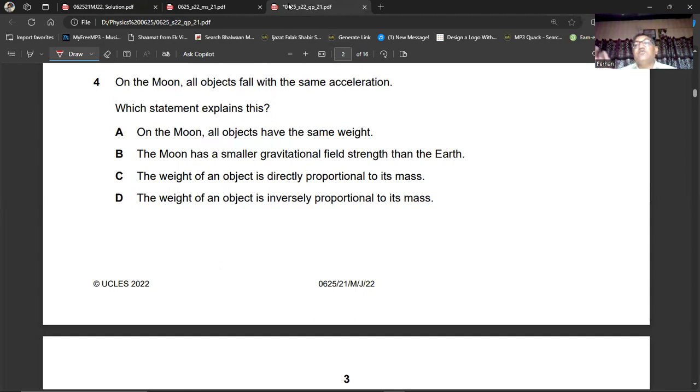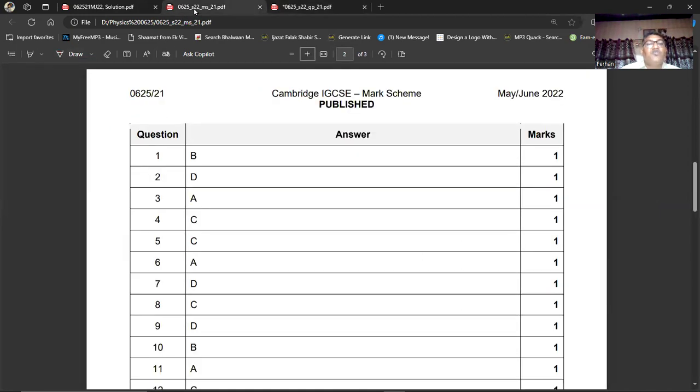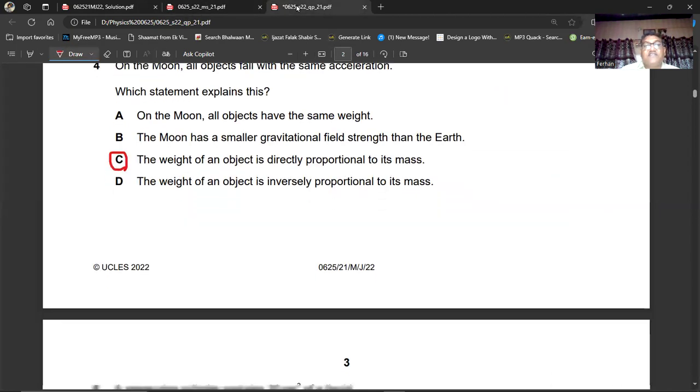You know, W equals mg, where g is the gravitational field strength. So that means the weight is directly proportional to the mass of the object in any gravitational field. So C looks the good answer. The weight of an object is inversely proportional to its mass. That is wrong. So question number 4, I think C is the choice. Question number 4, C is the right choice.